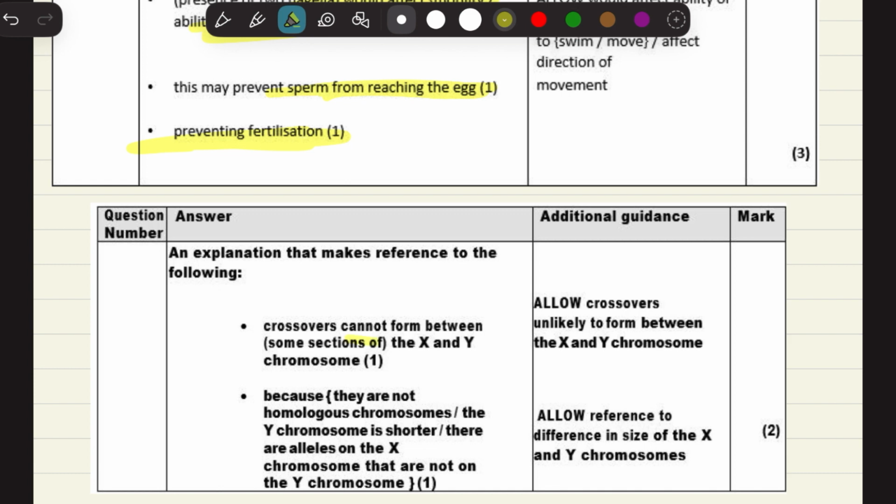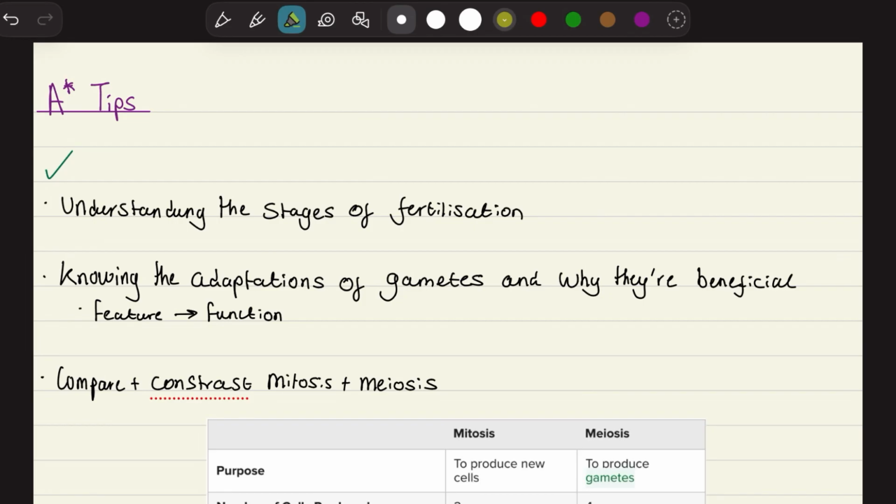So we're literally going to say it can't really happen between the X and the Y chromosomes because they're not homologous. That would be what I'd go for. I wouldn't even really say it can happen in some parts. I'd just say not homologous pairs. Doesn't happen. Okay, and finally we're at the A-star tips.